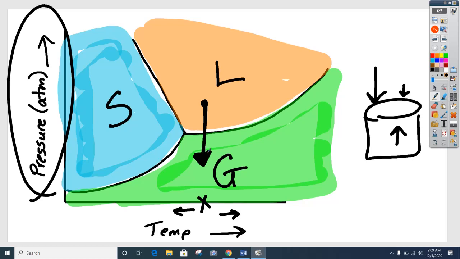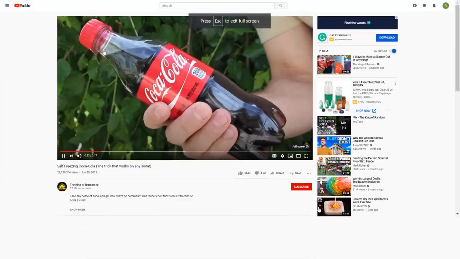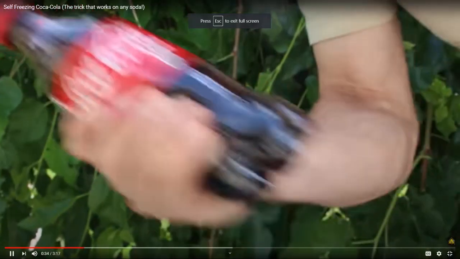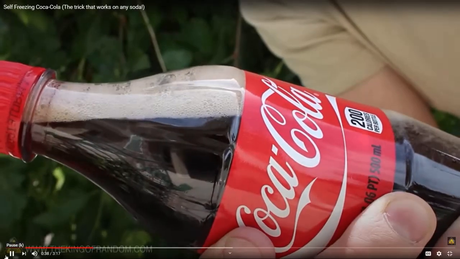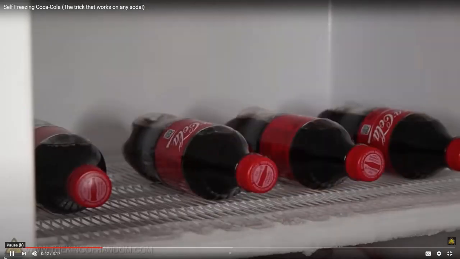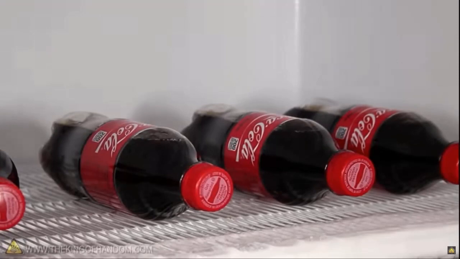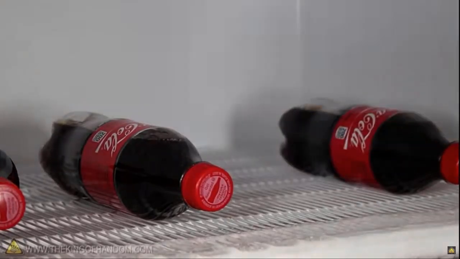Okay, let me show you another example of this. And this one's really cool. This is one that you can do on your own at home. For this project, grab a bottle of room temperature soda and start shaking it violently. We want as much pressure to build up inside as we can get. Now I've done this with these 500 milliliter bottles and set them in the freezer for 3 hours and 15 minutes. This is the point when they're colder than freezing, but not actually frozen.